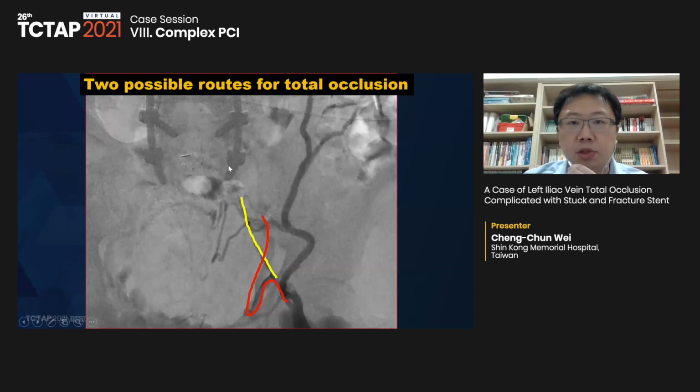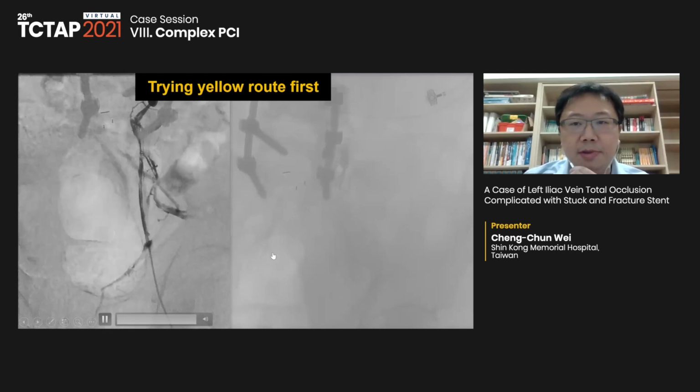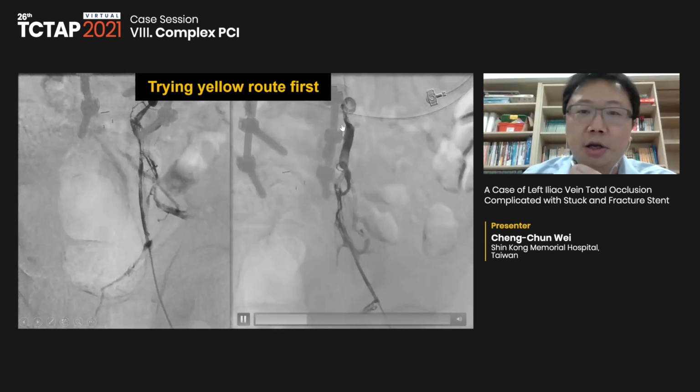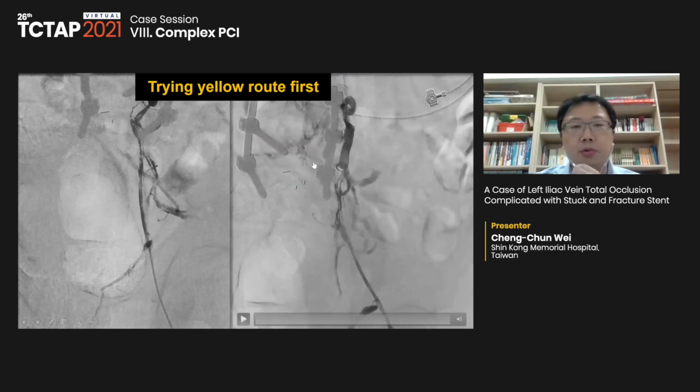Maybe there were 2 possible routes for the CTO. One is yellow and the other one is red. I tried the yellow route first, and this is the result. The catheter shot shows this might not be the correct route. This might be just another collateral, maybe an azygous vein to the IVC. So I shifted to the red route.